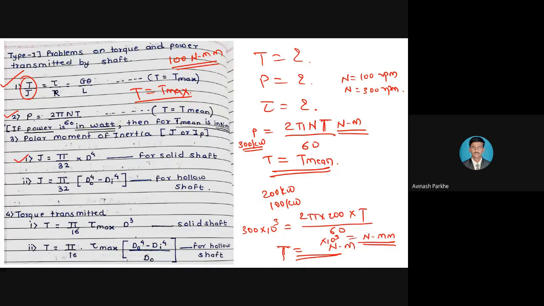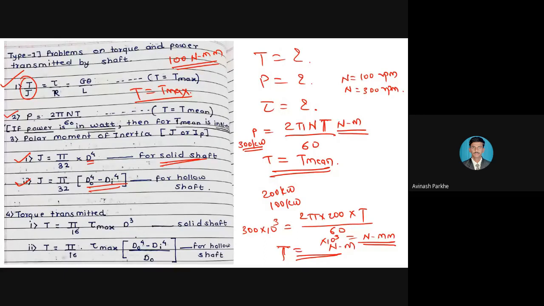Then J, in the torsion formula we have to put J. J means polar moment of inertia. What is the formula for the solid shaft? Capital J is equal to π/32 into d⁴. For the solid shaft, the formula is π/32 into d⁴. For the hollow shaft, π/32 into (do⁴ minus di⁴).